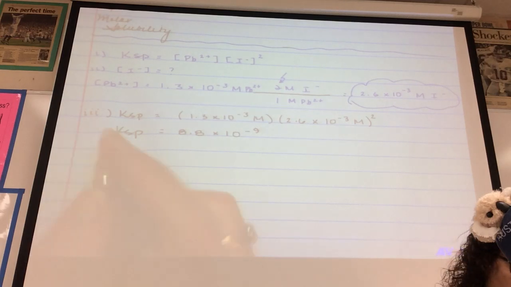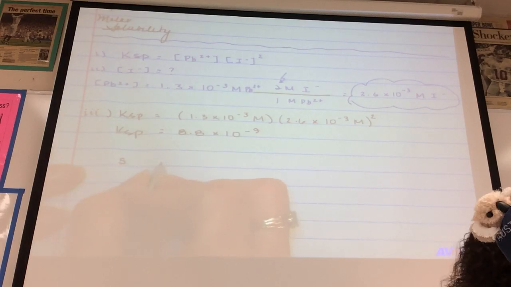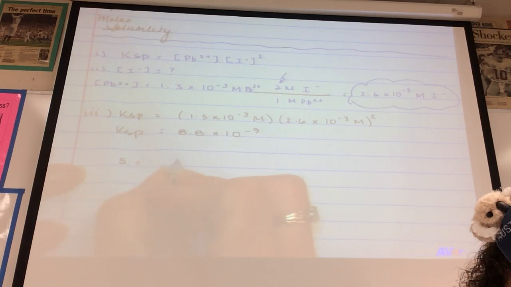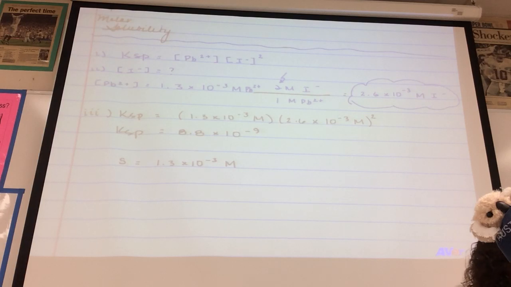Pretty straightforward. What is S? Not asked for, but I want to make this clear because you're going to need it in the next section. What is S equal to? You got it. So that is the molar solubility of lead 2 iodide. Why is that? Because S is always equal to the concentration of the ion to what power? 1. And that's why I put the 1 there, because you have to see it. It is not equal to this.